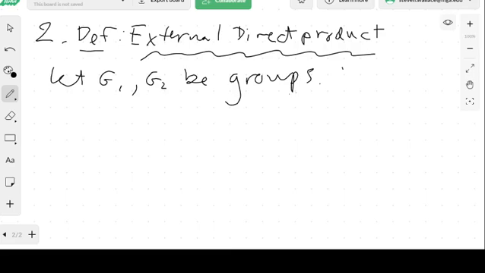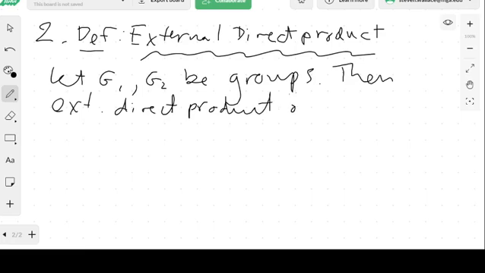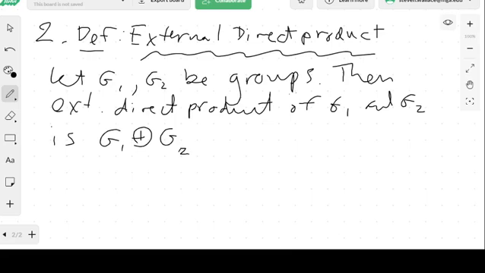Okay. Then the external direct product of G1 and G2 is denoted by G1 and then this funny circled plus, G2. So G1 external direct product G2, or G1 direct sum G2, is exactly the set of ordered pairs (a, b) where a is in G1 and b is in G2.